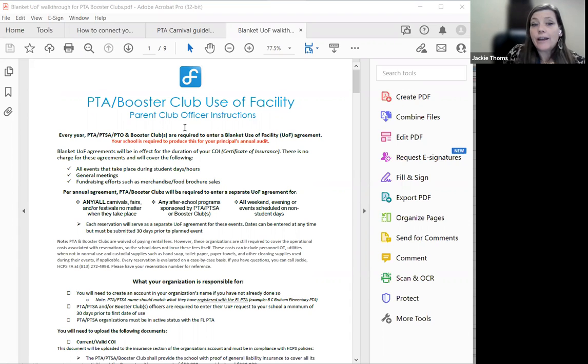And also any after school enrichment programs will have to be entered as a separate use facility as well. Because again, we need to have the COIs of the additional vendors that you have coming in to host those events, such as, I know, drama kids or drama clubs and a couple of other enrichment programs that you guys use most often. Those will have to be entered as a separate use facility.